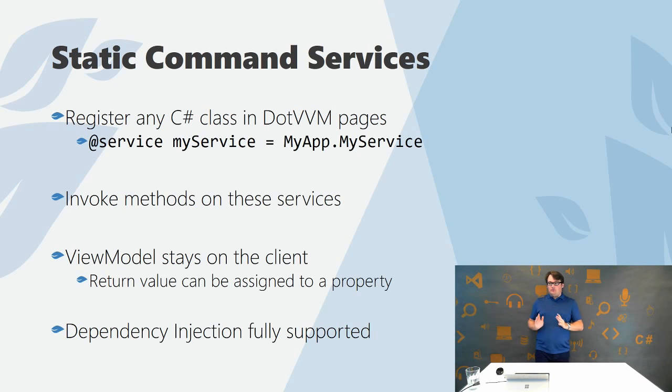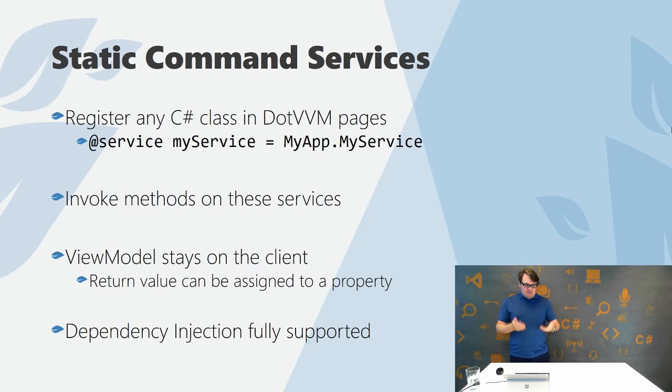So that was REST API bindings. Another feature of .vvm 2.0 is static command services. They have quite a lot of things in common with REST API bindings. And I think personally I like them more because they're more easy to use. You don't have to deal with the Swagger and things like that. Yes, these are two different ways of working, and every way has its pros and cons.